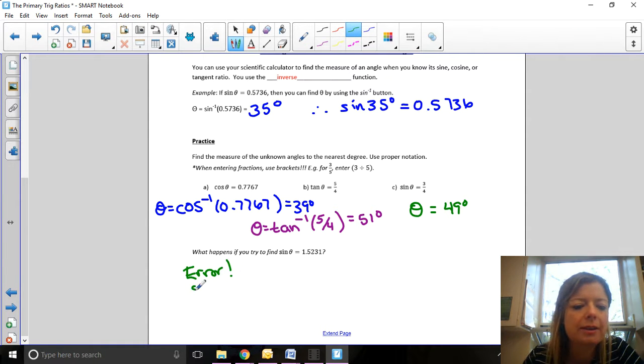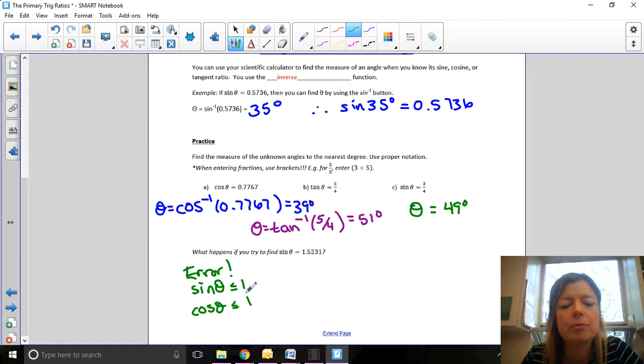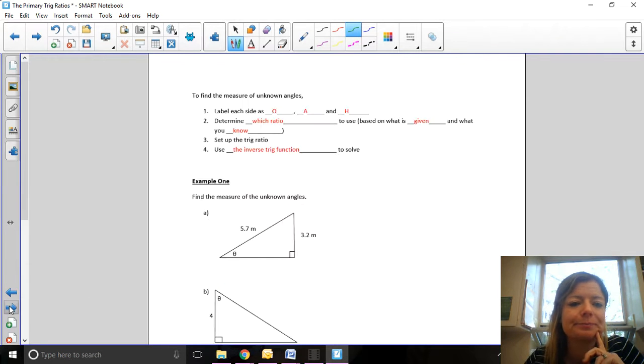Okay, that's because all sine theta ratios are going to be less than or equal to 1, and all cos theta ratios will be less than or equal to 1 too. We can talk about this tomorrow, why that's true, or you can think about it. You should be able to figure out why that's true. If you really think about it and understand what these ratios mean, you should be able to figure that out. And you should also be able to figure out why it's not true for tan, that it has to be less than or equal to 1.